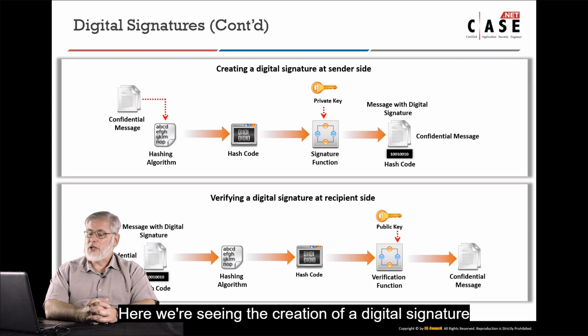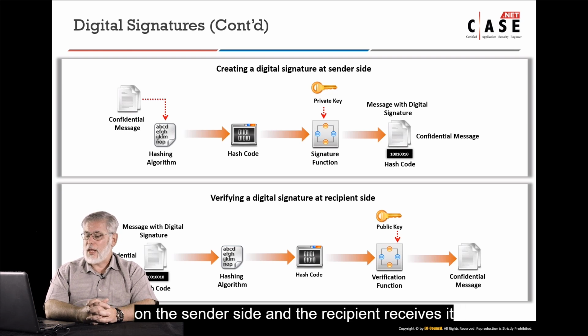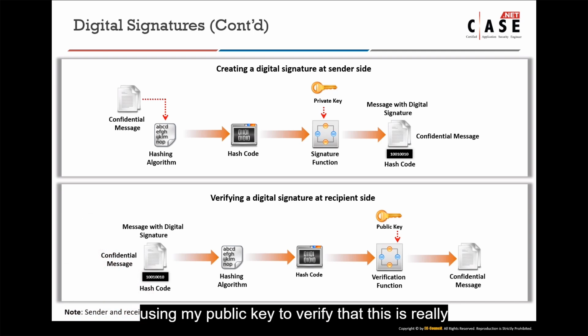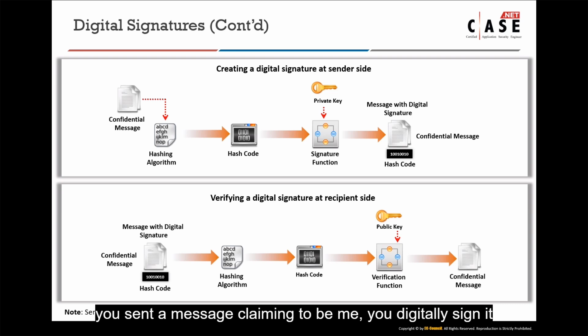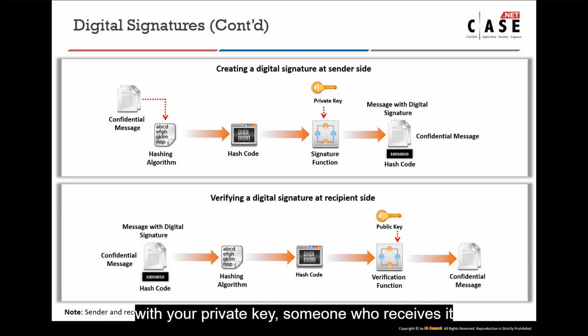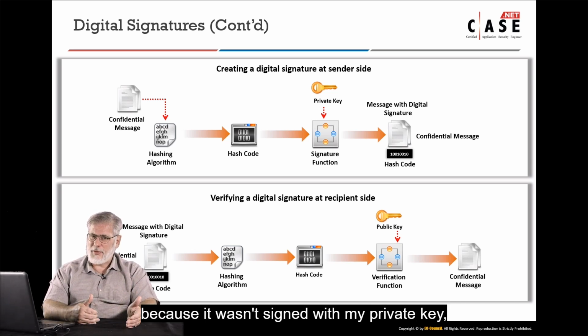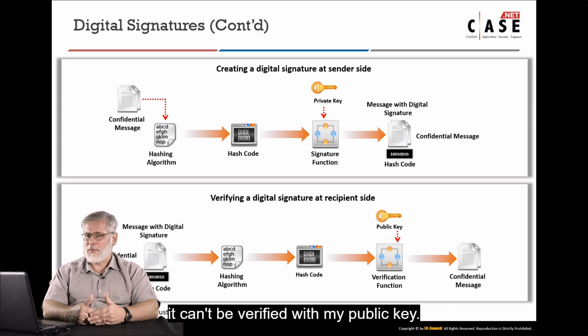Here we're seeing the creation of a digital signature on the sender side, and the recipient receives it using my public key to verify that this is really my digital signature. So if, for example, you sent a message claiming to be me, you digitally sign it, but you don't have my private key, so you signed it with your private key. Someone who receives it thinks it comes from me, so they're going to try to verify it with my public key. Because it wasn't signed with my private key, it can't be verified with my public key.